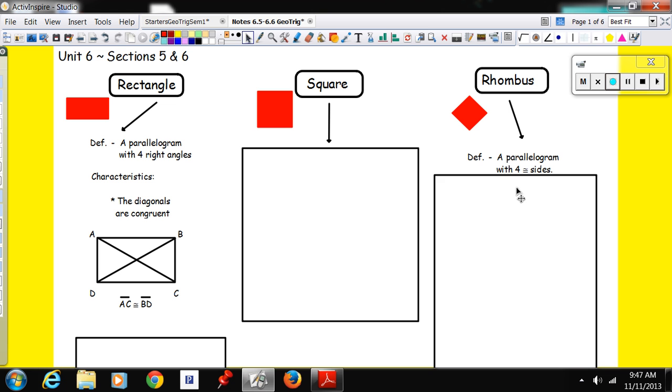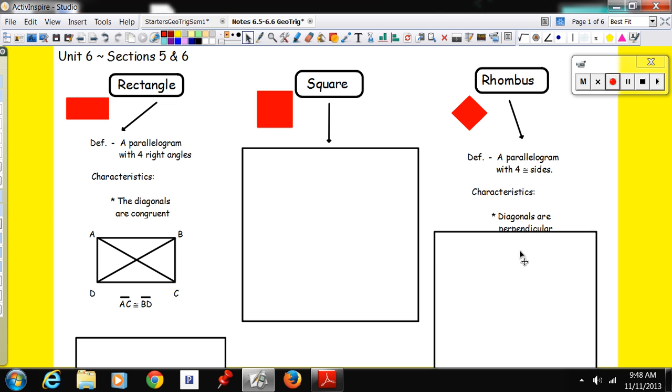So the rhombus definition is a rhombus is a parallelogram with 4 congruent sides. So a rectangle has 4 right angles, meaning 4 congruent angles, all right angles. This one has 4 congruent sides, so all 4 sides have to be the same. It doesn't matter about the angles in this one. You just have to have 4 equal sides.